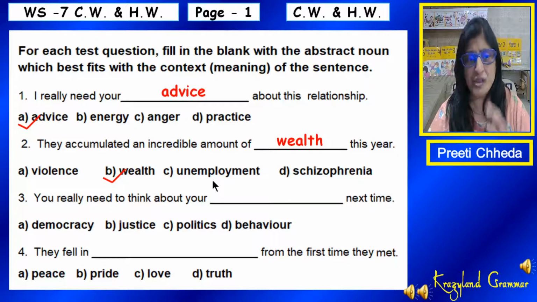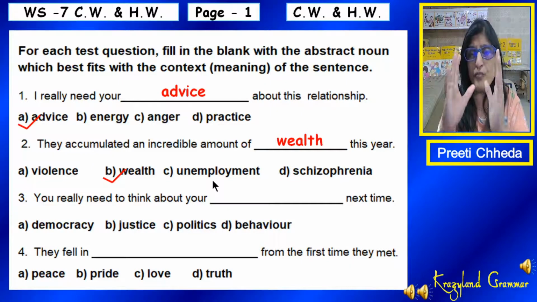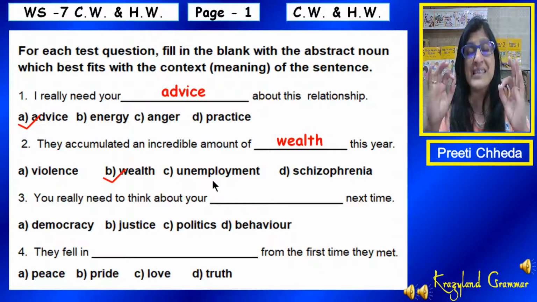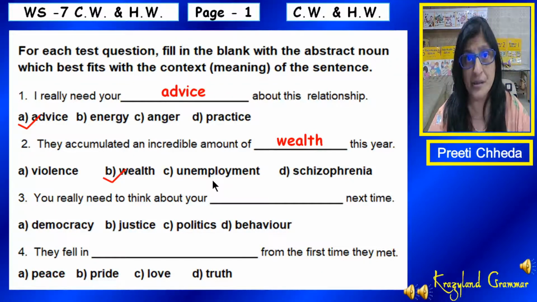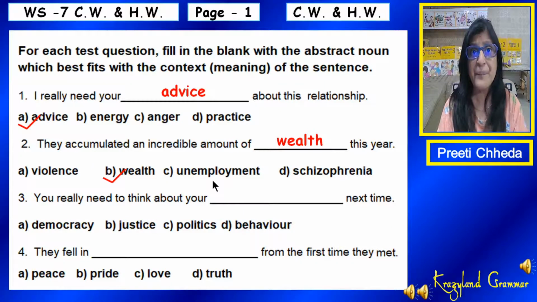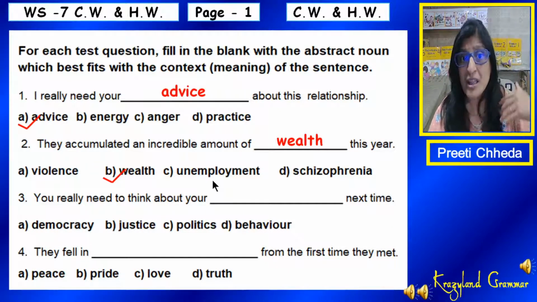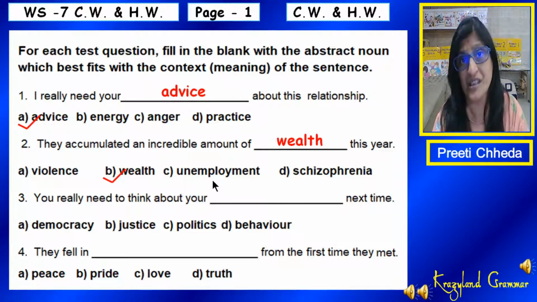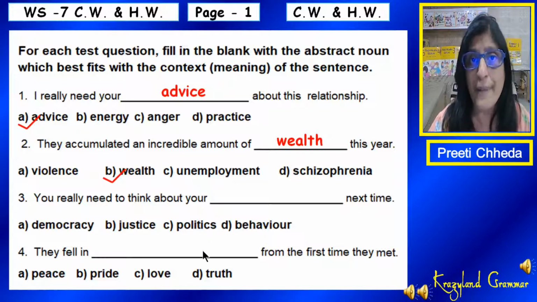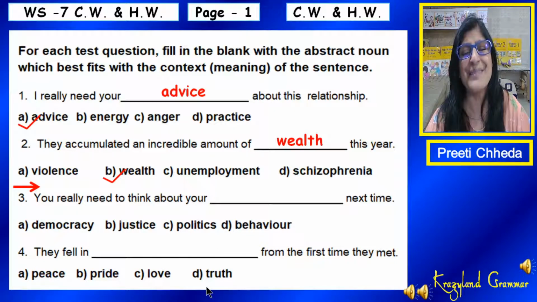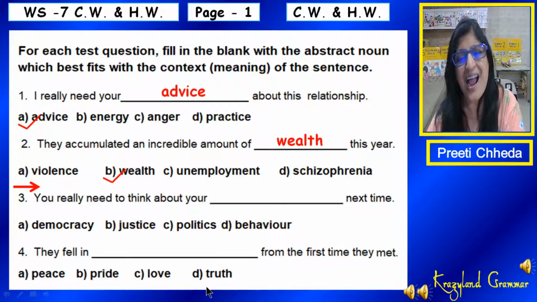So I hope kids you are clear how you have to do this worksheet, because first of all you need to read the sentence with patience. Don't just read and do it without understanding. Read each and every option which is given, then think which will be more suitable with the sentence meaning, that is, with the context of the sentence. So now the third one, you are going to do it on your own, and your time starts now.